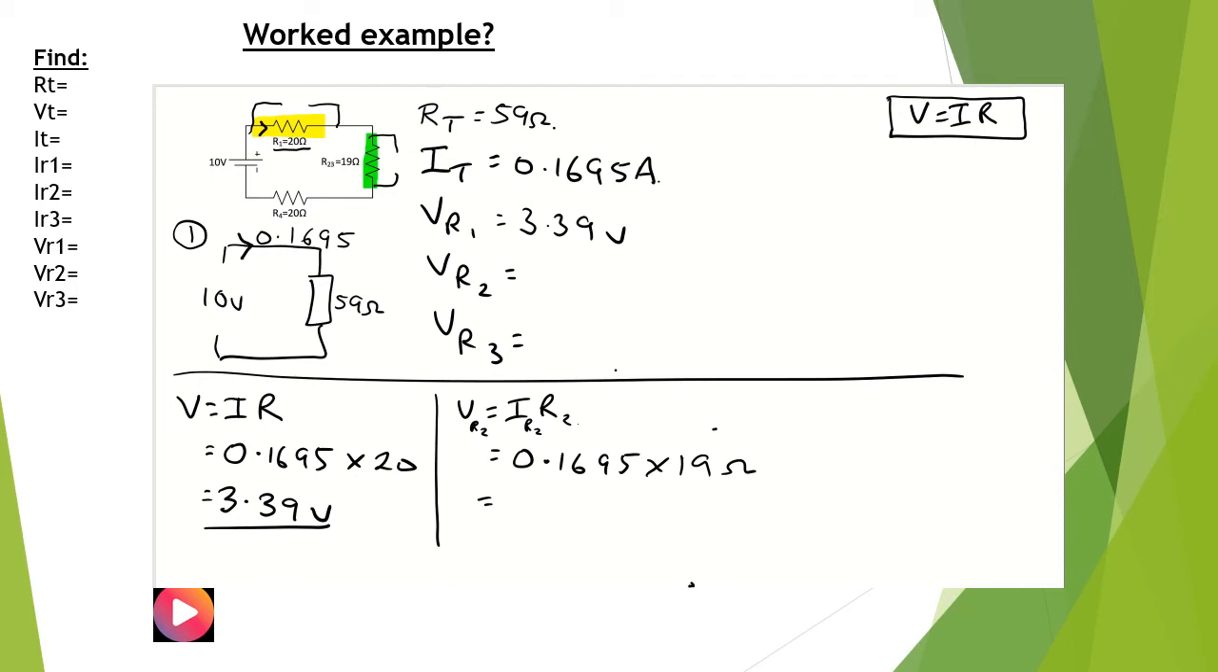Let's have a look. 0.1695 multiplied by 19 is equal to 3.2205. Let's not worry about that. So that's 3.22 volts, and you would expect it to be quite similar because 19 ohms is very close to 20 ohms, but anyway.